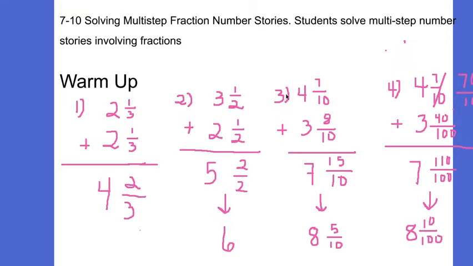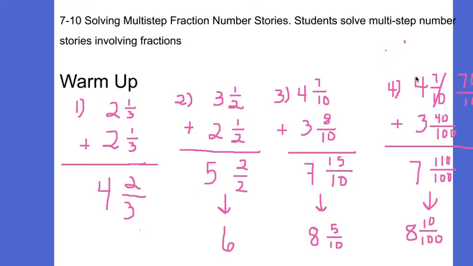All right, the next one, number 3, 4 and 7/10 plus 3 and 8/10. 7 plus 8 is 15/10. 4 plus 3 is 7. 15/10 can be changed. Right now it's an improper fraction, so 10 goes into 15 one time, and I will add that 1 to the 7, so I will have 8. And there are 5 left over here, so that is 8 and 5/10.